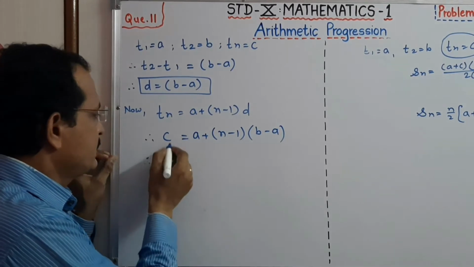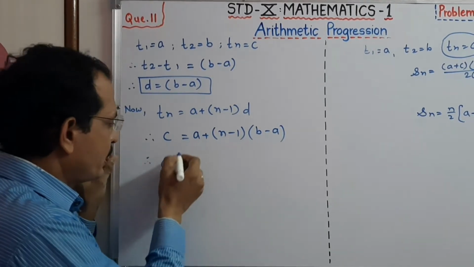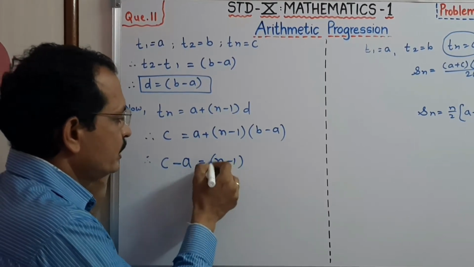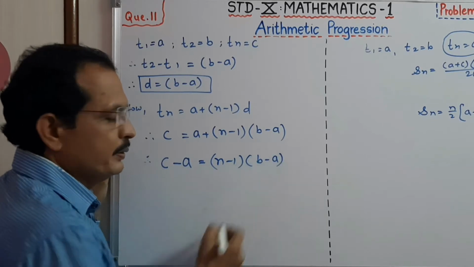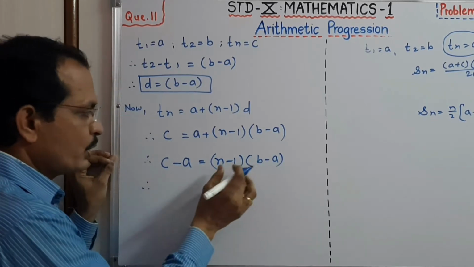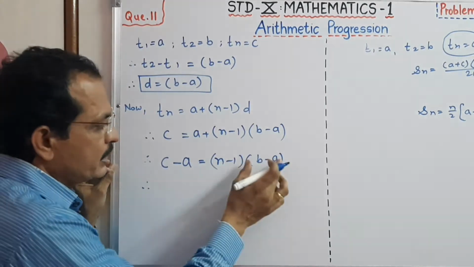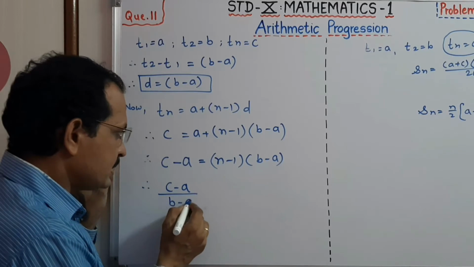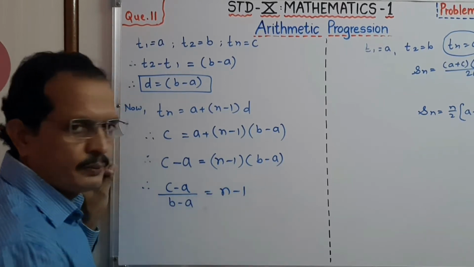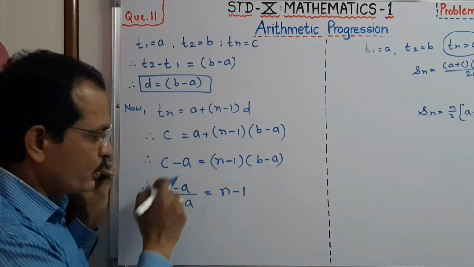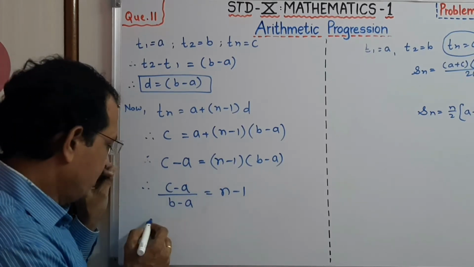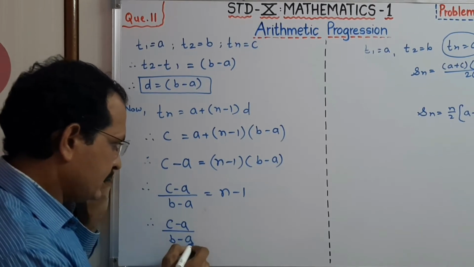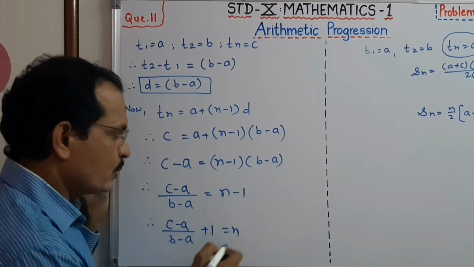Now dear student, this C, this A, we can take out this side, C minus A is equal to n minus 1 into B minus A. Now we have to find out the value of this n. Therefore this B minus A we have to take on this side, C minus A upon B minus A is equal to n minus 1. Now this minus 1 we have to take on this side because we have to find out n. Therefore C minus A upon B minus A plus 1 is equal to n.